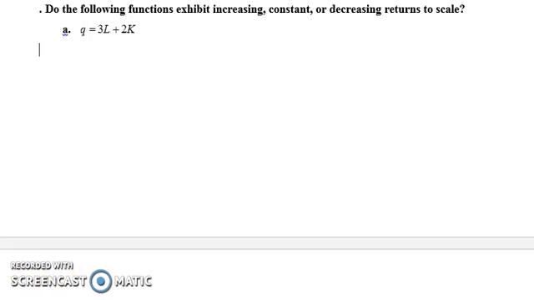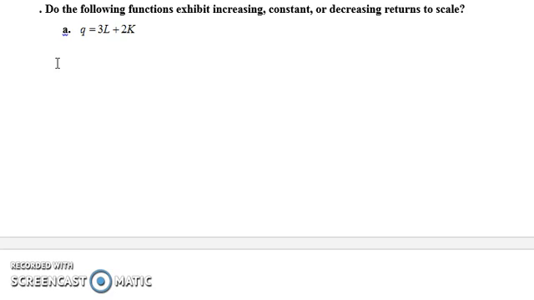Okay, so the following question, we have a production function, which means that our output is determined by 3 times the labor plus 2 times the capital. Now we want to know, does this production function exhibit increasing, constant, or decreasing returns to scale? What do increasing, decreasing, and constant returns to scale mean? Simply, if we double our inputs, will we also double our output? That's basically what it means.